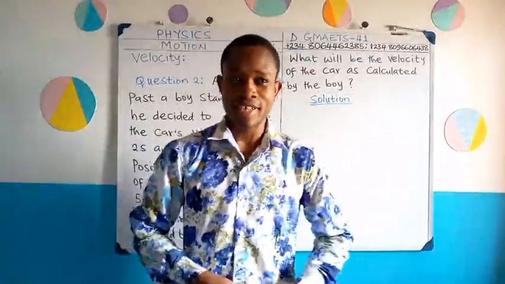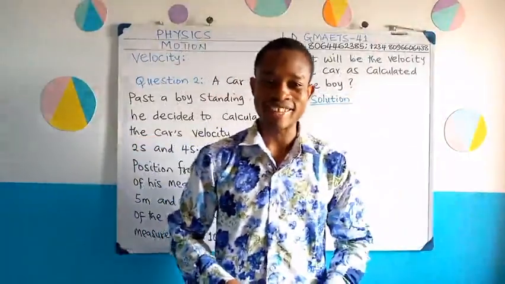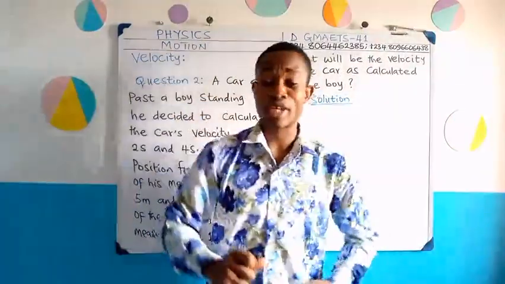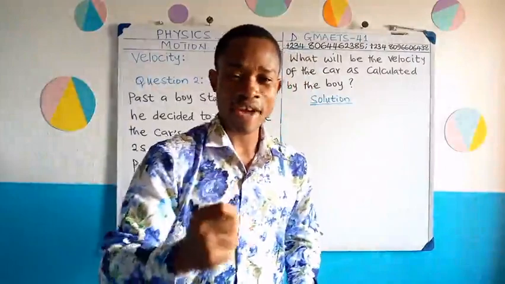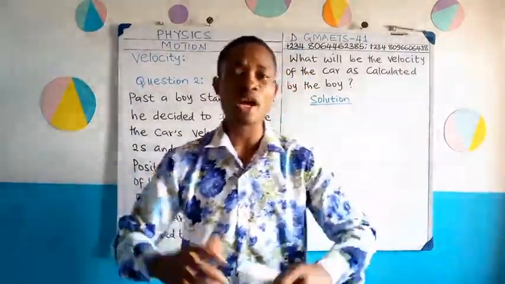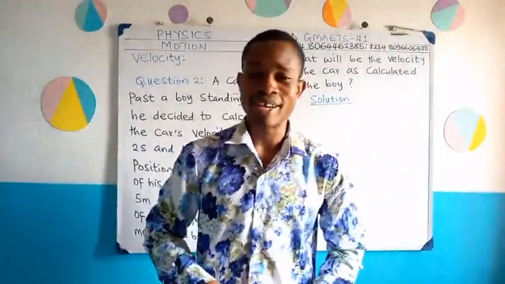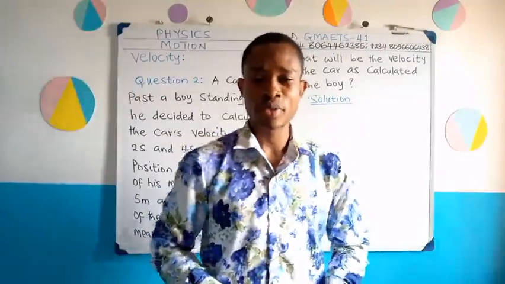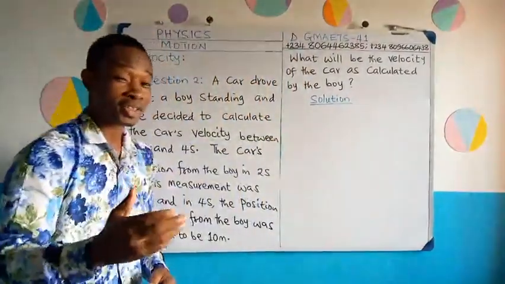Imagine yourself standing and you watch cars pass you by, and you decide to just pick out one of the cars and then calculate, find out the velocity of the car between 2 times. How would you do that? We have this question on the board that we're going to use to show how we can solve such a problem.